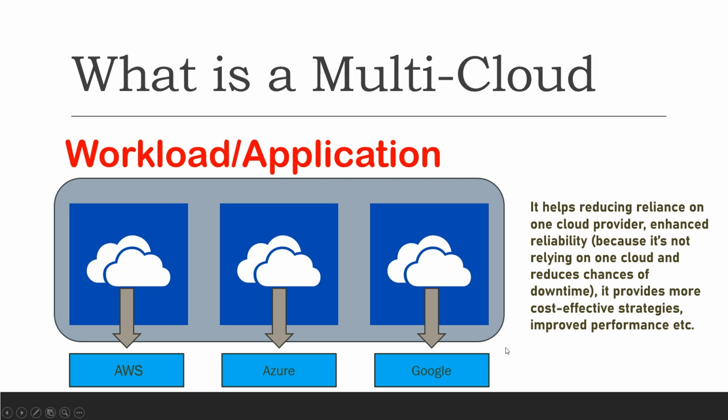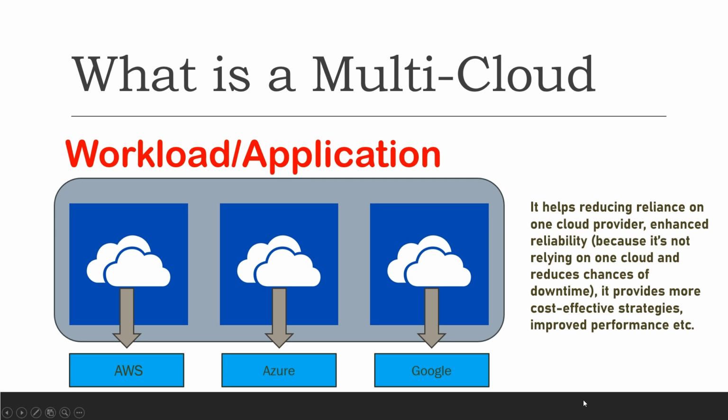And you get improved performance. Using multiple cloud providers with data centers in various geographic regions enables organizations to position services closer to the customer and user, which can overall enhance the performance. And regulatory compliance and data sovereignty: different regions have varying data protection regulations. A multi cloud strategy allows organizations to store data in specific locations to comply with local laws and regulations.